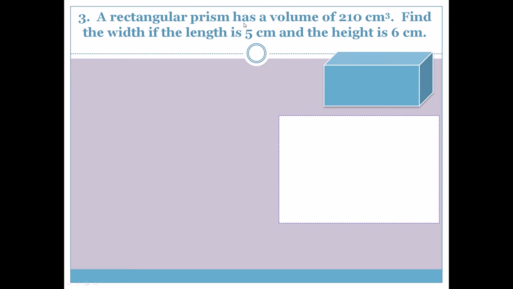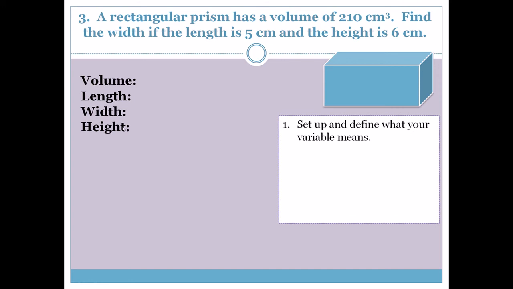A rectangular prism has a volume of 210 centimeters cubed. Find the width if the length is 5 centimeters and the height is 6 centimeters. All right, so step one, we're going to set up and define what your variables mean. So they gave us volume, length, width, and height. So they gave me the volume, so I need to write that down, 210 centimeters cubed. They gave me a length, they said it's 5. They gave me a height, they said it was 6 centimeters. I don't know my width, so that's what I'm solving for.